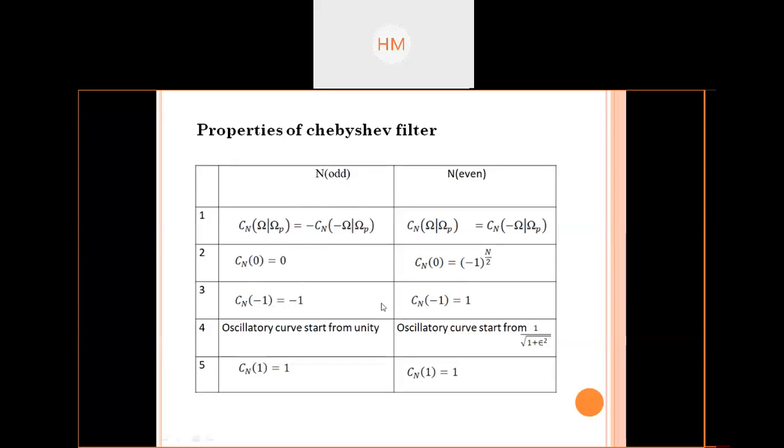See, we have seen odd and even signals. Same concept is applied over here. Cn(-1) is equal to 1 for n even. The oscillatory curve starts from unity if n is odd. Otherwise, the oscillatory curve starts from this position, 1 upon square root of 1 plus epsilon square. Cn of 1 is 1 for both the systems, so even and odd length of the filter.